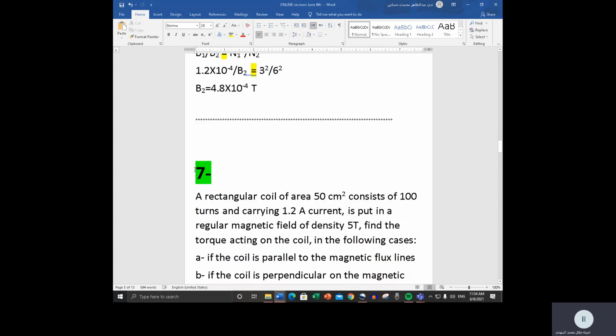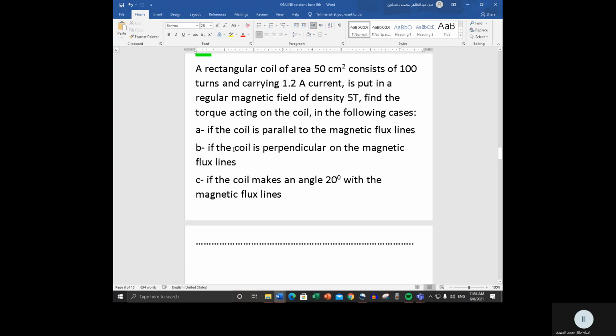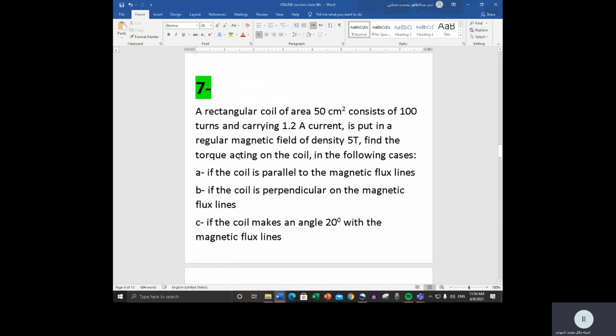All right, question 7. A rectangular coil of area 50 centimeters squared consists of 100 turns and carrying 1.2 ampere current, is put in a regular magnetic field of density 5 Tesla. Find the torque acting on the coil in the following cases. A, if the coil is parallel to the magnetic flux density or lines. B, if the coil is perpendicular to the magnetic flux lines. And C, if the coil makes an angle of 20 degrees with the magnetic flux lines.